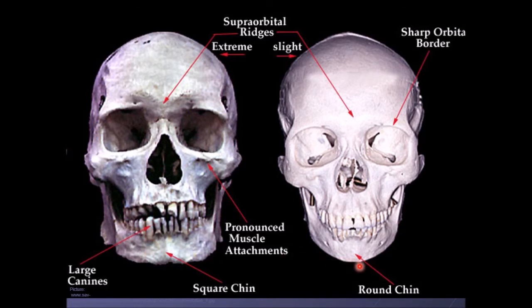Here on the female side, we have this rounded chin, much smaller. It's not as rugose, all of these little muscle attachment points.